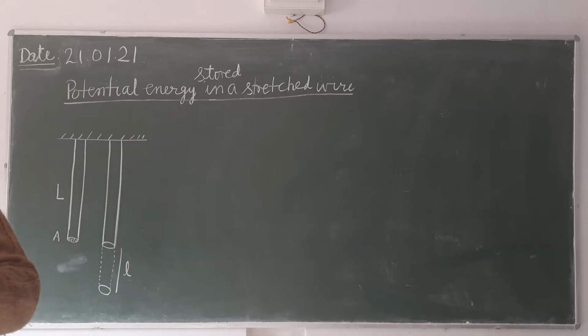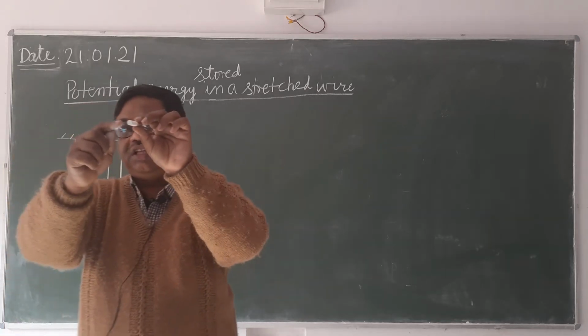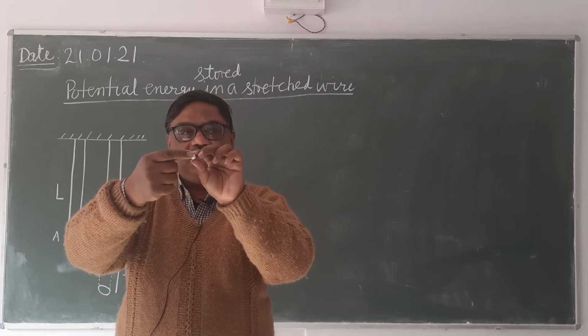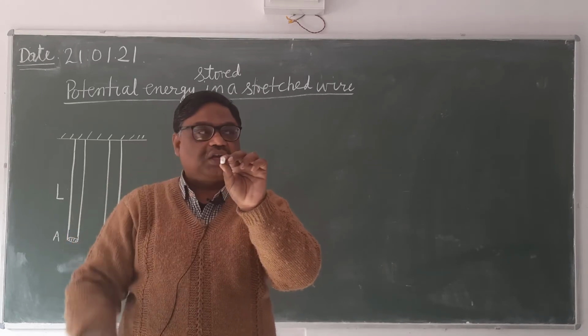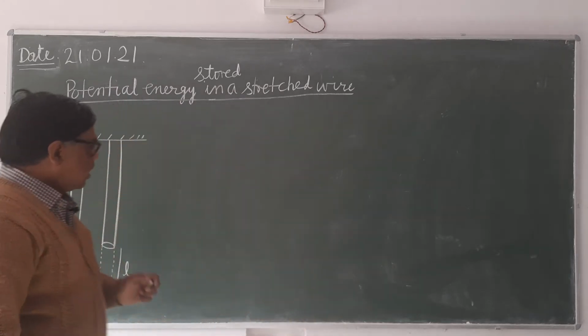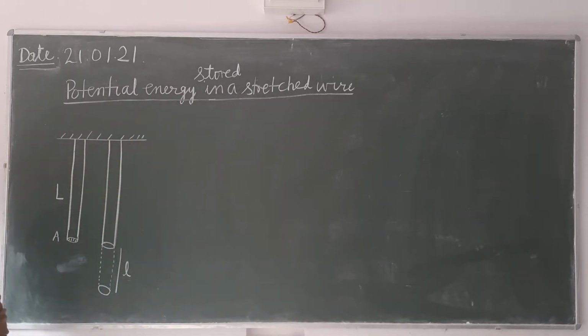Cross section means that surface which is perpendicular to the length. Length is this. You can see here, this is the length, and this surface is perpendicular to the length. So this is called cross section. It is in circular shape. What is its area? Its area we have assumed A and length capital L. Now when an external force F is applied to it perpendicular to the cross section, what will happen?